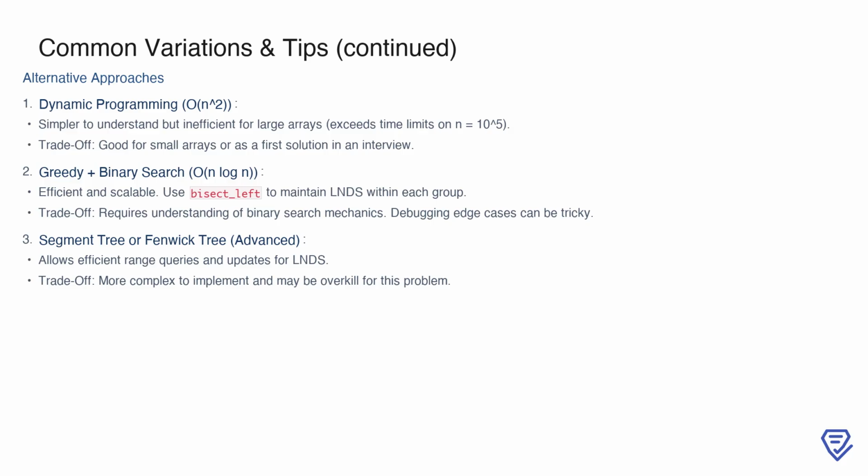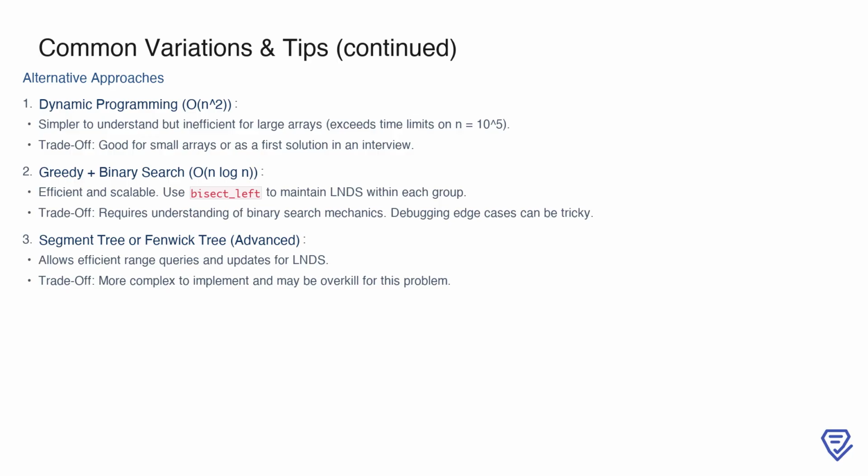Finally, let's discuss some alternative approaches to solving this problem and their trade-offs. The first is dynamic programming, which has a time complexity of O(n squared). This method is simpler to understand and implement, making it a great choice for smaller arrays or as a preliminary solution during an interview. However, it becomes inefficient for large arrays, especially when n approaches 10 to the power of 5, as it will exceed time limits.